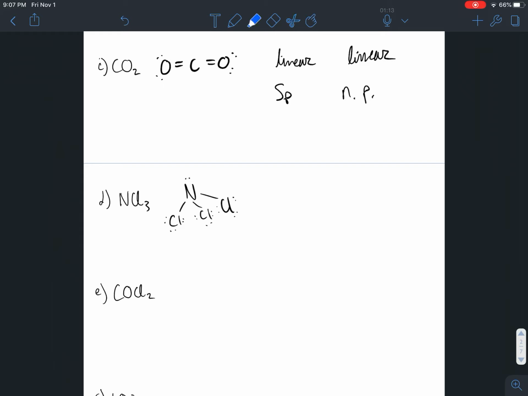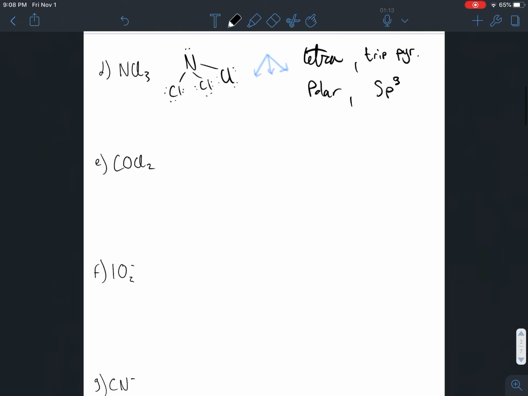Okay, these are polar bonds. There's a dipole going that way, that way, that way. So it is polar. There are 4 electron domains, so the base shape is tetrahedral. The shape of the molecule is trigonal pyramidal. It's polar. And sp3 is the hybridization on N.